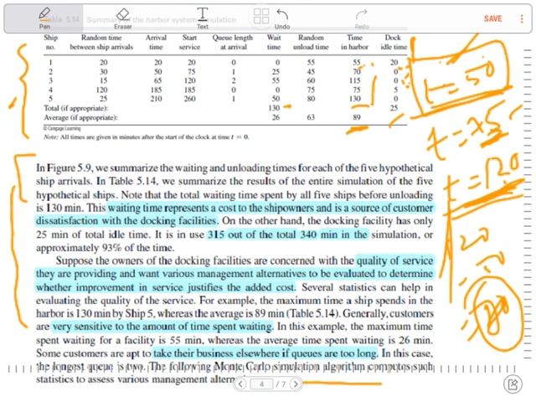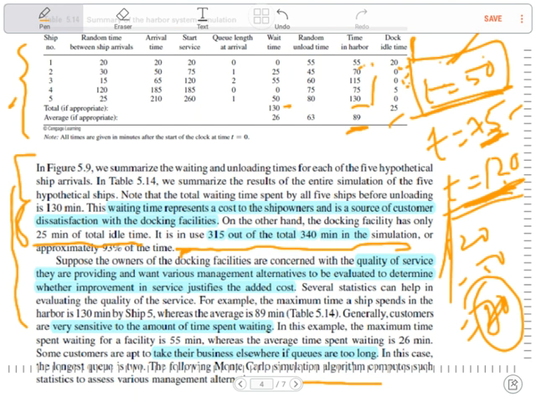Now, this is the waiting time. Obviously the ship owner will try to reduce the waiting time. On the other hand, the docking facility has only 25 minutes of idle time, so it is very good for them. They are not sitting idle, so they are busy almost all the time, making the most of it for the business workers. It is in use in 315 minutes out of a total of 340 minutes in the simulation, or approximately 93% of the time. So it is a huge one.